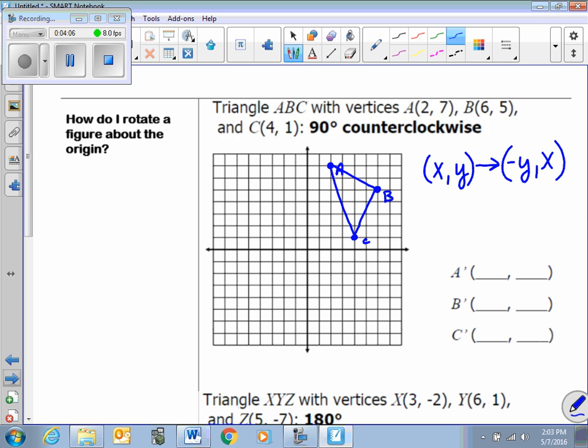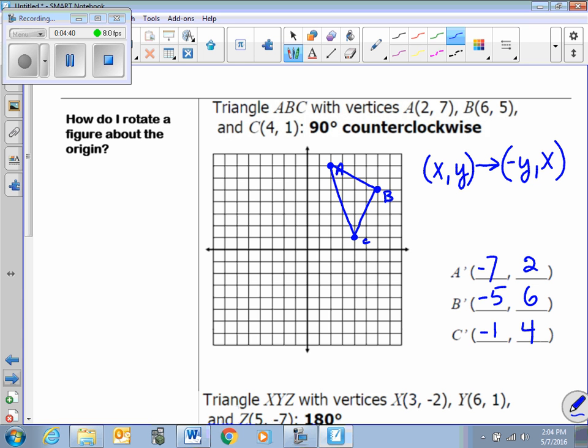So if x maps to negative y, then that means A prime is going to be (negative 7, 2), right? x maps to negative y. So negative y would be negative 7, and then that's going to become my x value right there. So that's how you apply that rule. Okay, B is (6, 5). So it's going to take 5, make it x, make it negative. So that's going to be (negative 5, 6). And then C will map to (negative 1, 4).